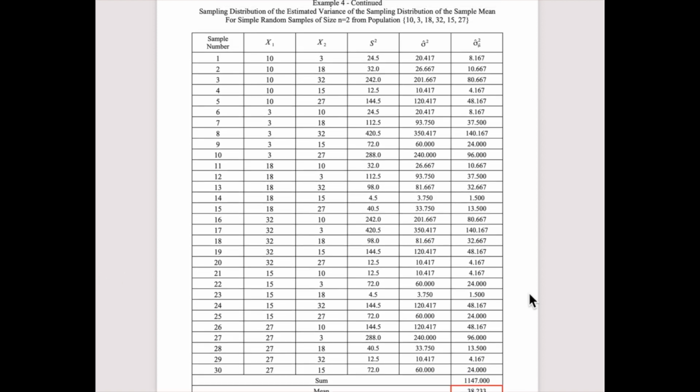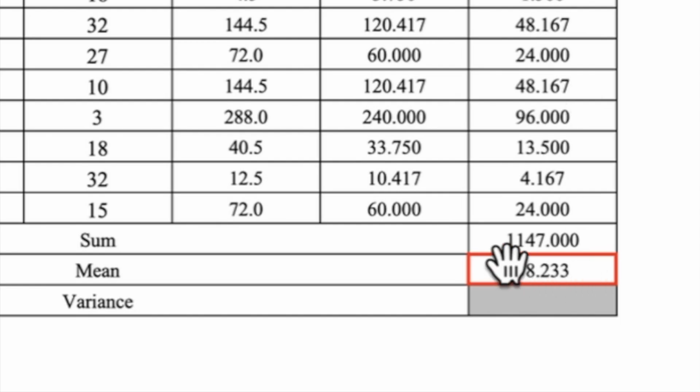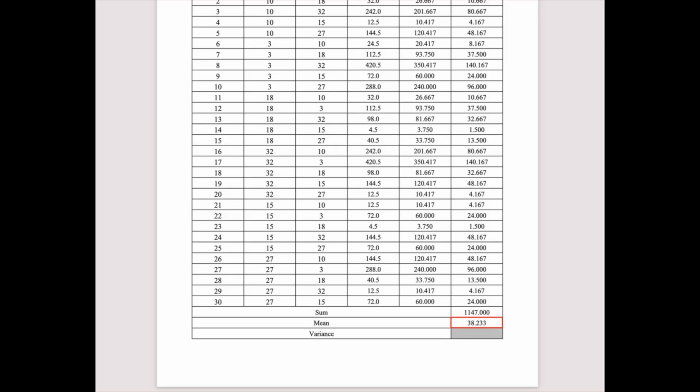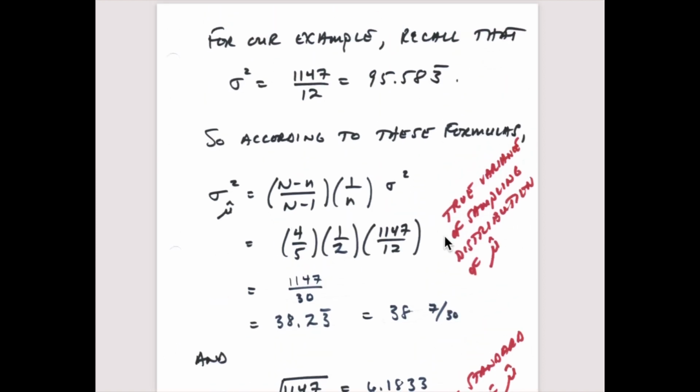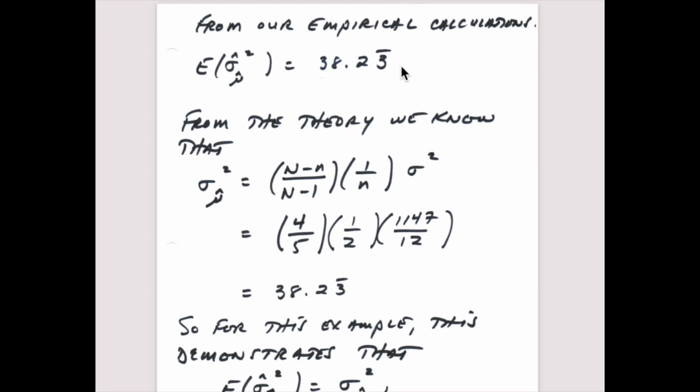Now, what we want to do is to calculate the mean of these values, and that will give us the mean of the sampling distribution for sigma hat squared sub mu hat. And it turns out to be 38.233. Now, let's go back to the example that we just looked at, and we can see here that that is equal to the true variance of the sampling distribution of mu hat, 38.23 repeating.